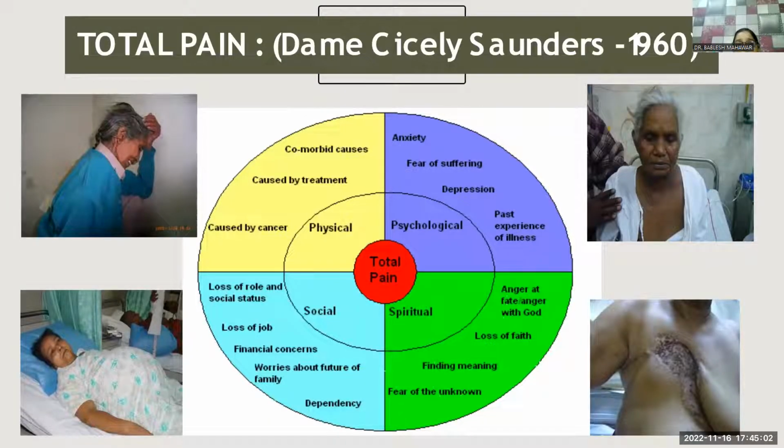So now coming to this, as we learned previously also, pain is not only after physical trauma, it can be associated with so many other factors also. Suppose there is no stimulus, we are not putting any needle, we are not putting any IV line to the patient, still the patient will say that I am having a lot of pain. And this concept was given by Dame Cicely Saunders, that total pain can be physical, psychological, spiritual, as well as social. So many other factors are also involved in this, along with the physical pain.